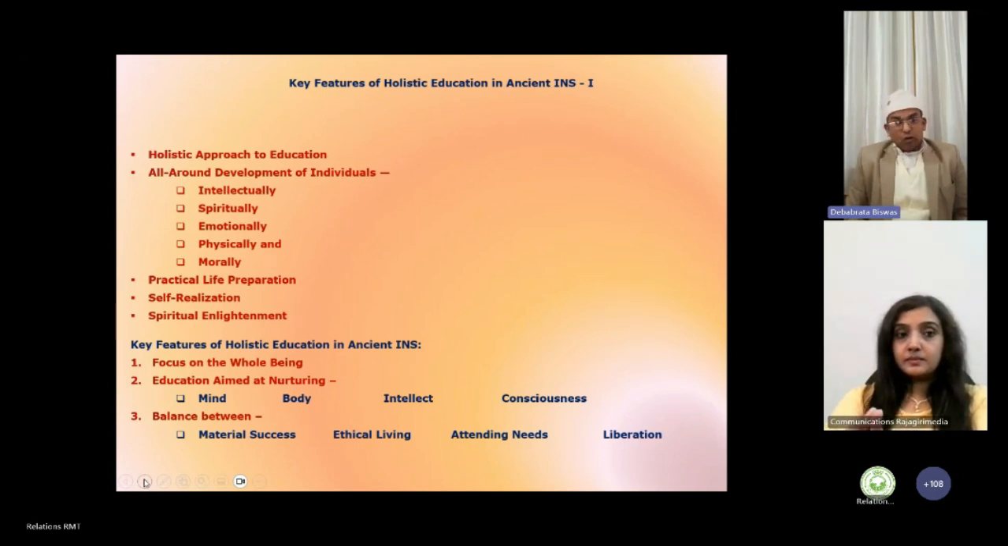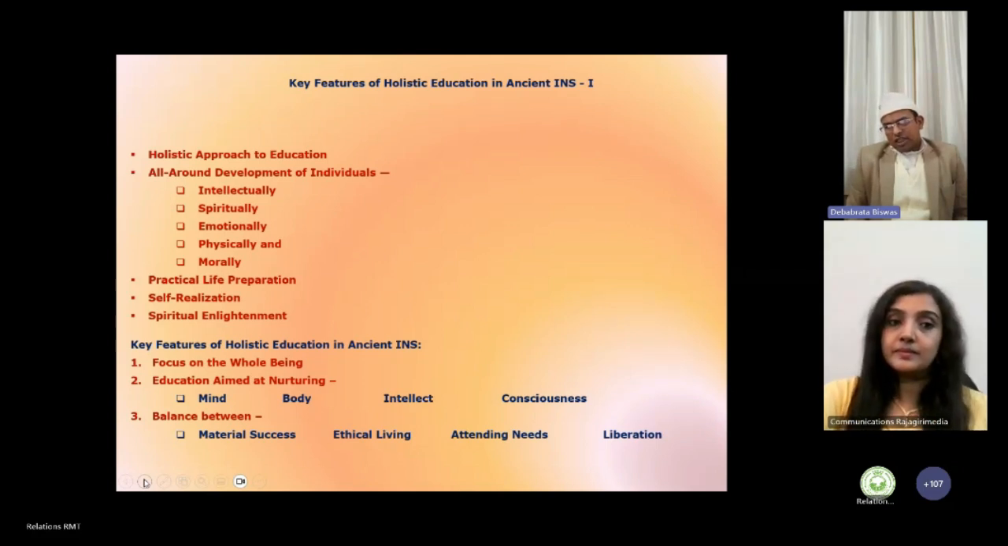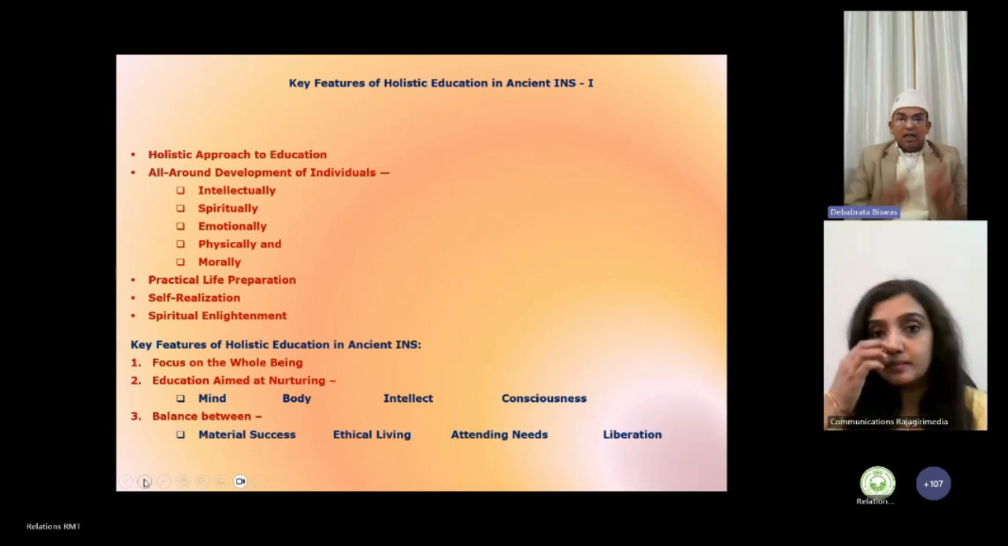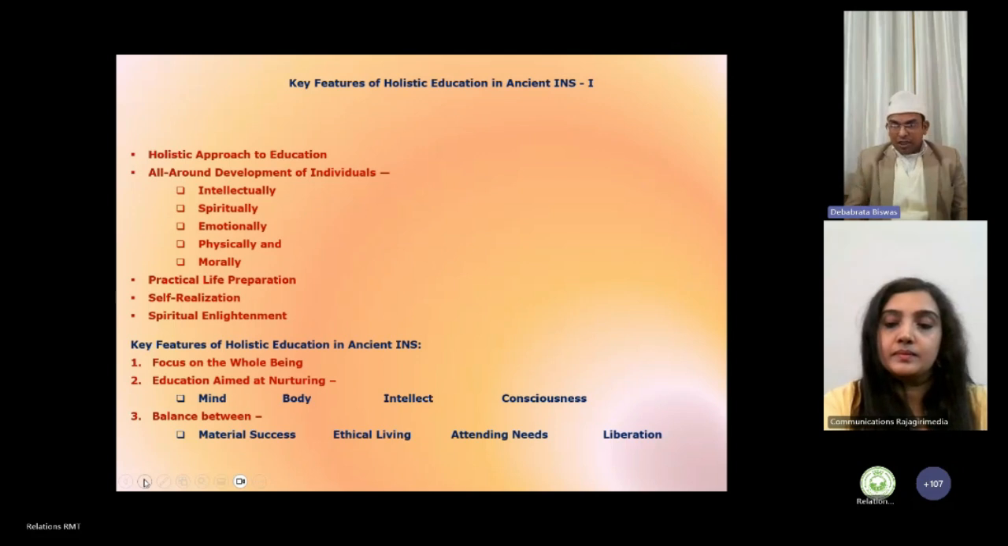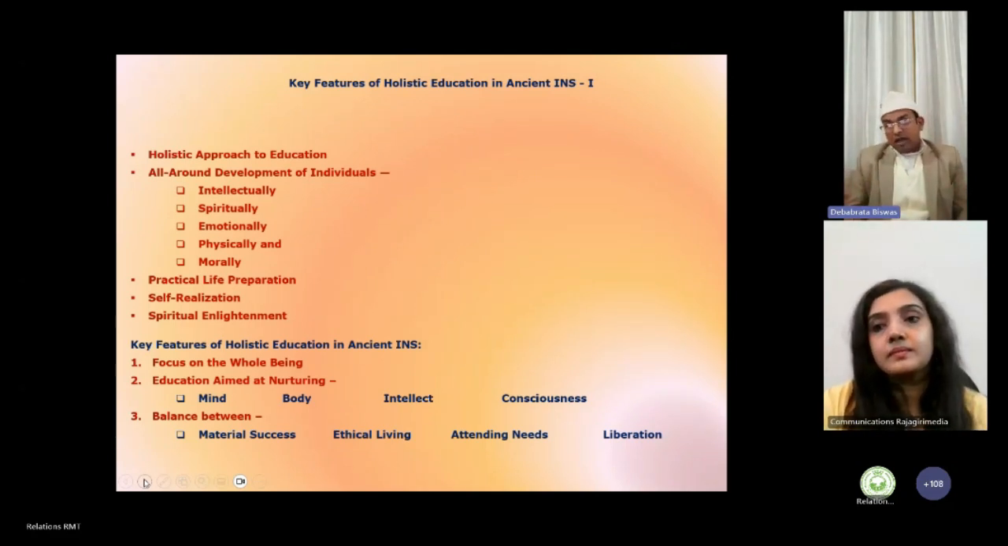So in earlier times, gurus used to prepare the children according to practical life situations. Then self-realization, which is very, very important, spiritual enlightenment. So this is just one small story. So many examples can be given. Key features of holistic education in the ancient Indian knowledge system: focus on the whole being, the nine components we have discussed. Education aimed at nurturing mana, sharira, buddhi, atma. Balance between dharma, artha, kama, moksha. The English words are ethical living, material success, attending needs, and liberation.